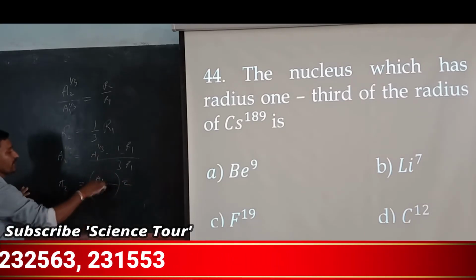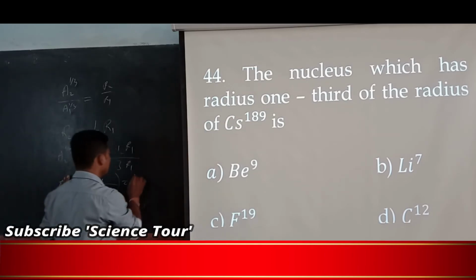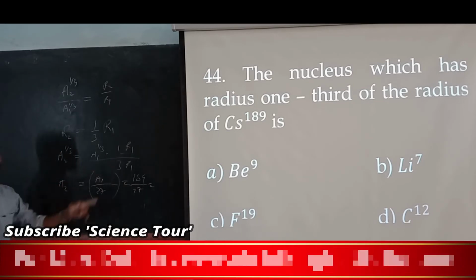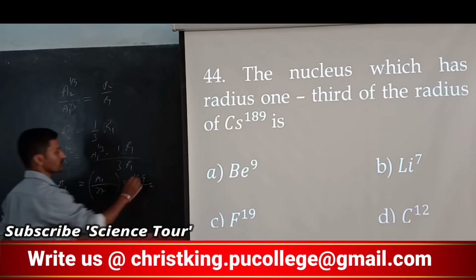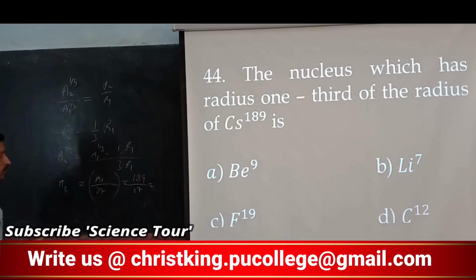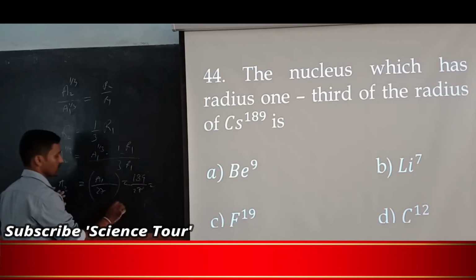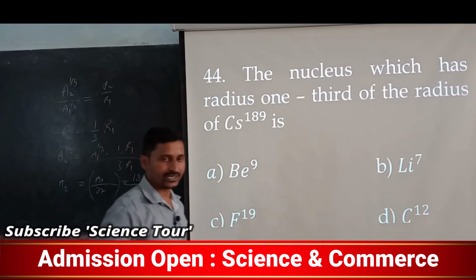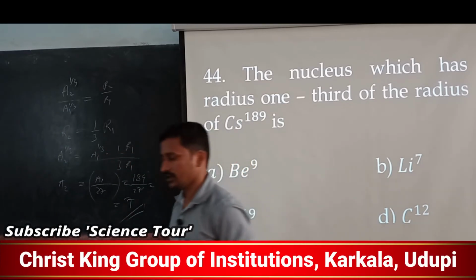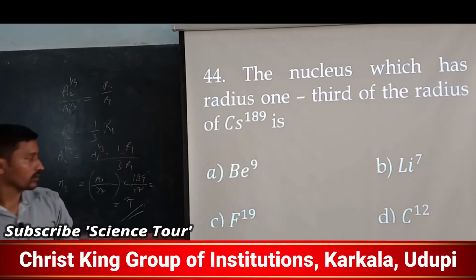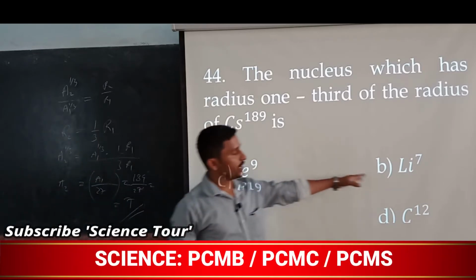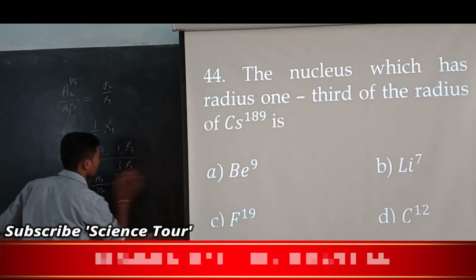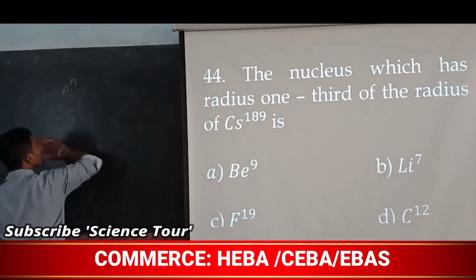So this is A2, and A1 is 189. So 189 divided by 27. Now this division you have to do, simple it is, quickly, not in 3 or 4 steps. 27 sevens are 189. That calculation you have to do. Now the answer is lithium 7.